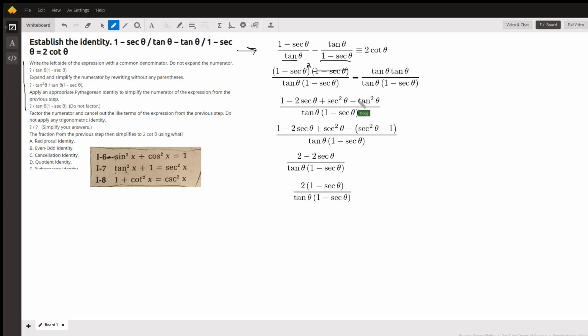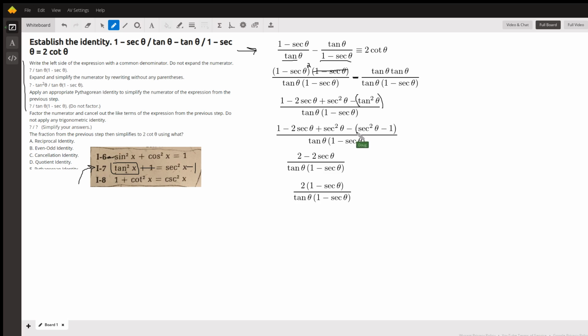You might wonder how we're going to do that. The idea, if you focus on the target, is that we want to end up with 2 cotangent theta. So all these secants are disappearing. So we got to get this 1 minus secant theta to cancel out. That tells me that we're going to replace tangent squared theta using this Pythagorean identity right here in slightly different form. Tangent squared is equal to secant squared minus 1. And that's what I've written right here.